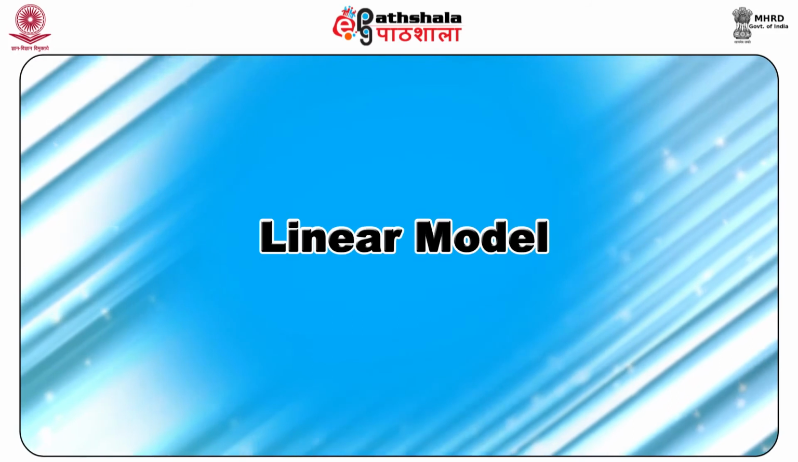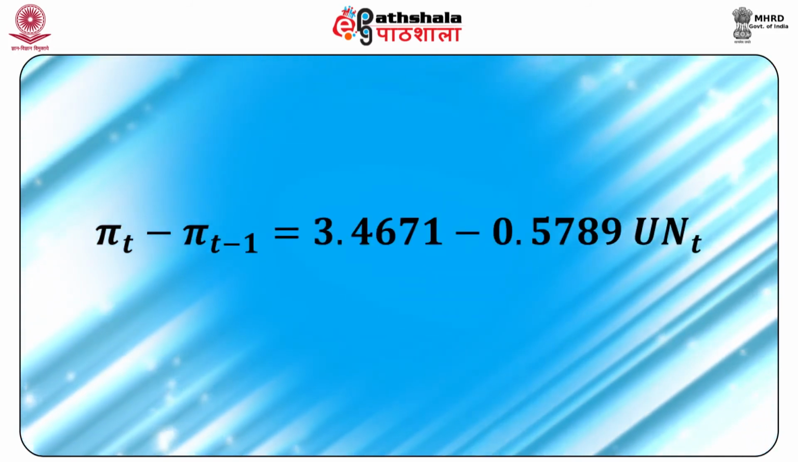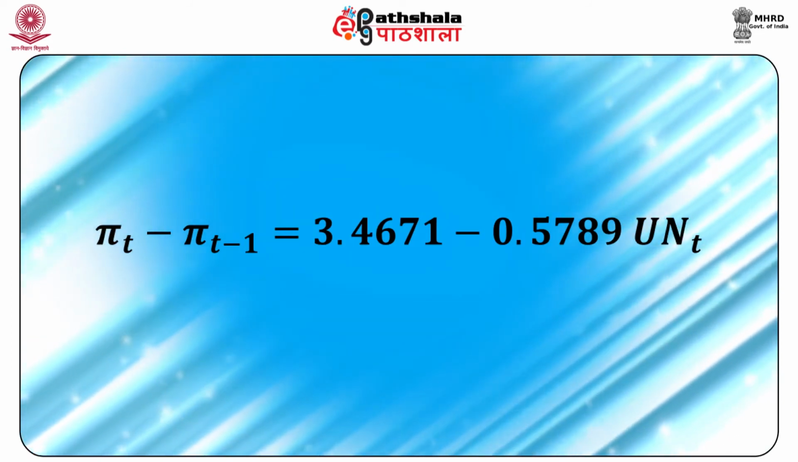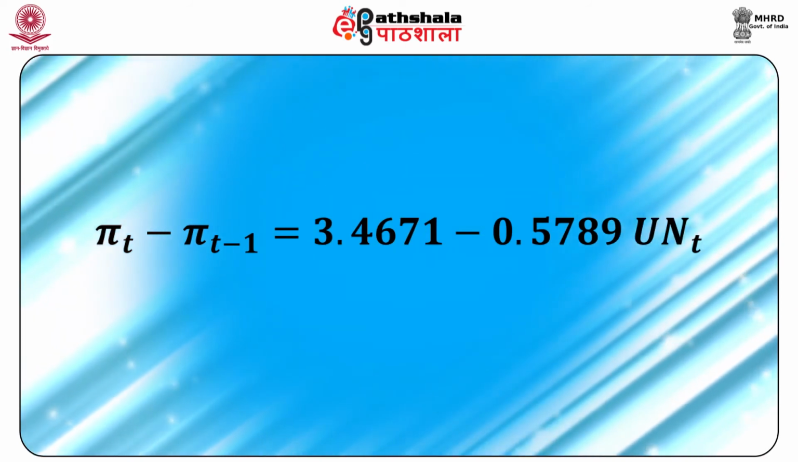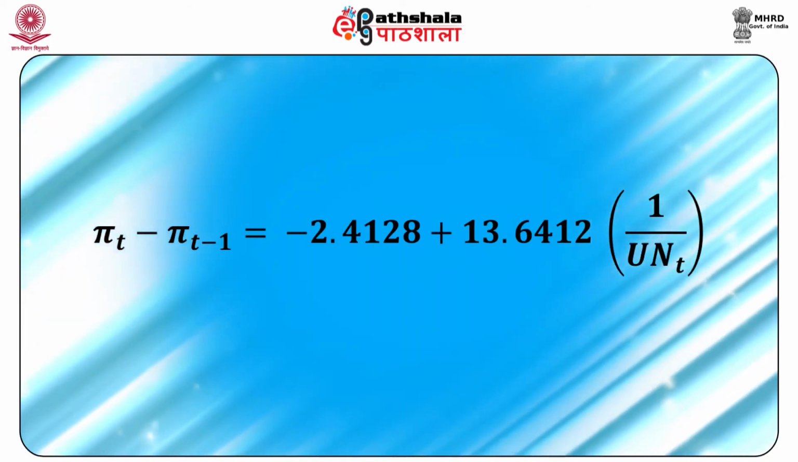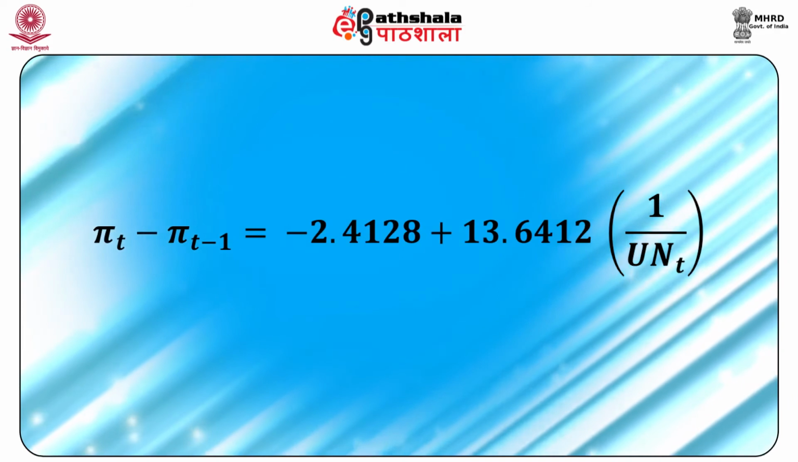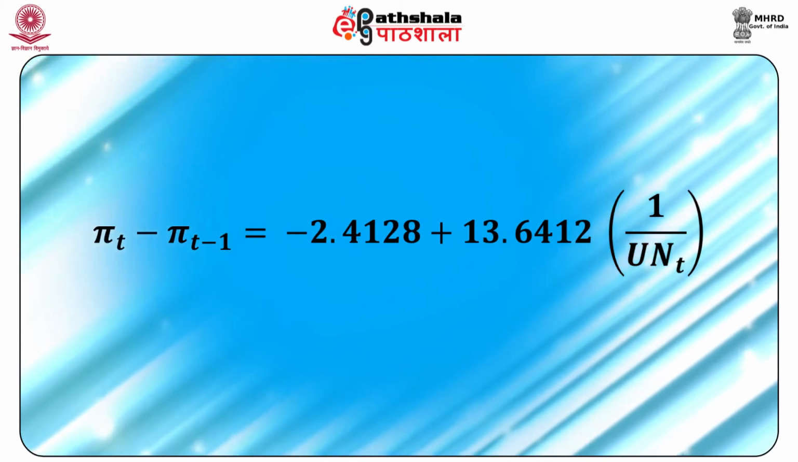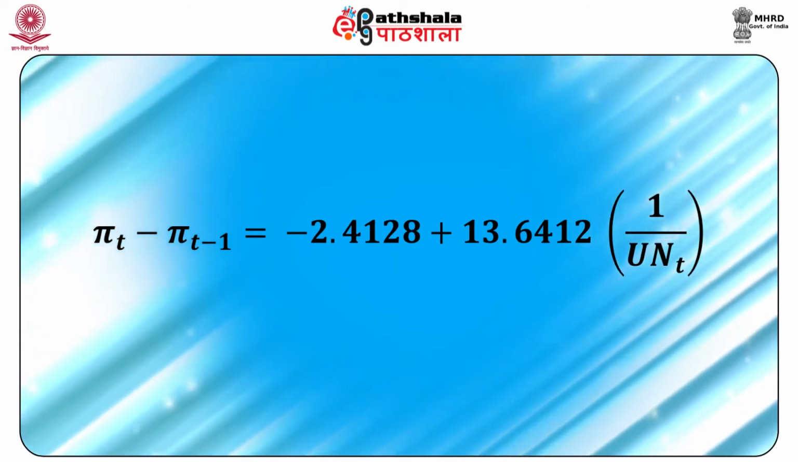In empirical studies, the relationship between inflation and unemployment can take either a linear regression model or a reciprocal model. If you define it by a linear model, then we may have pi t minus 1 equal to 3.4671 minus 0.5789 ut. And in a reciprocal model, the estimated equation may come out to be pi t minus 1 equal to minus 2.4128 plus 13.6412 into 1 upon ut.